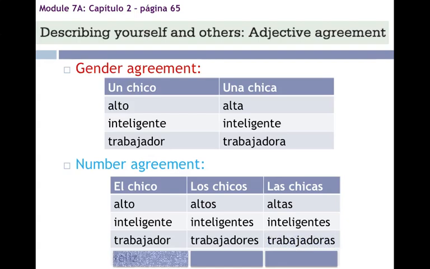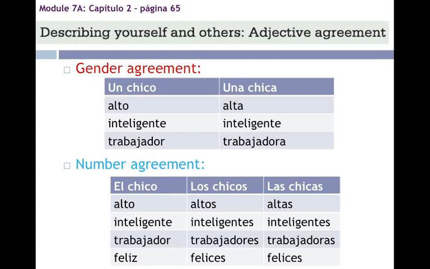What about a happy boy, el chico feliz? What's going to happen to make feliz plural? Think about your example with pencil, lápiz. Do you remember that rule? Los chicos felices y las chicas felices. That Z changes to a C, and then you add the extra syllable ending ES.